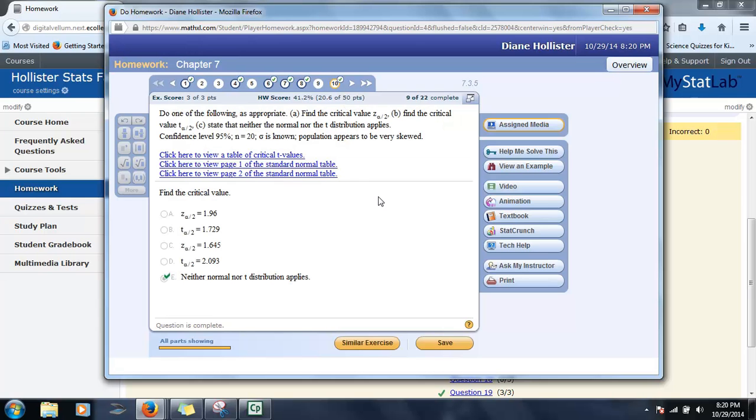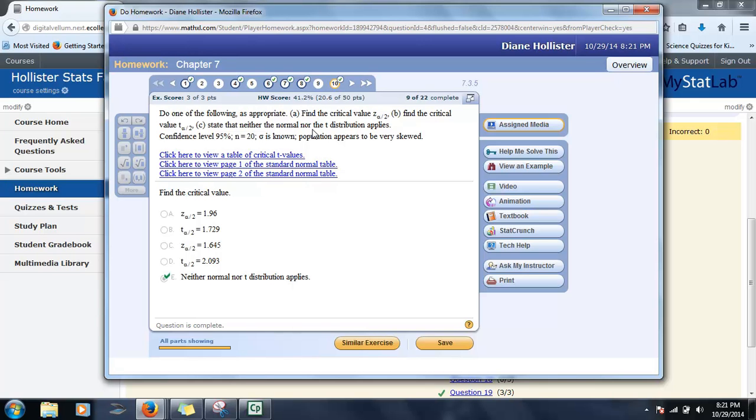The next problem discusses whether or not the t or normal distribution applies. Take a look at your slide in the section in the multimedia library for Chapter 7 that has a really nice flow chart for you about which distribution applies. You want to look at criteria such as, is this a normally distributed population? Do I know sigma or don't I know sigma? Do I have a sample size greater than 30 or not?